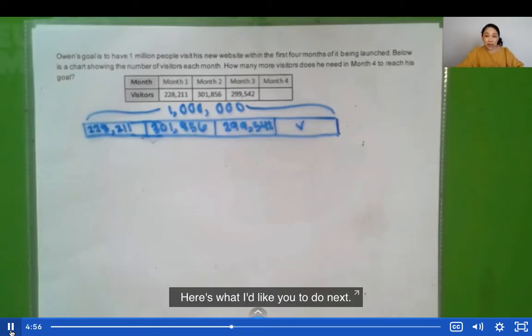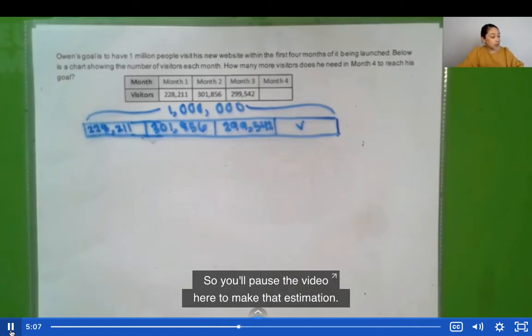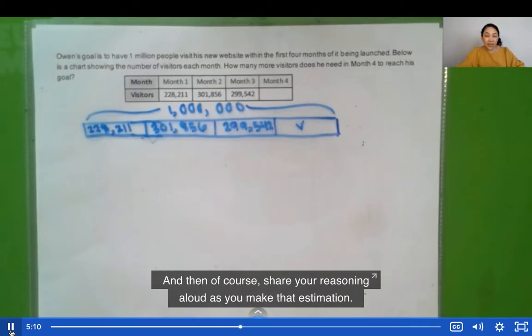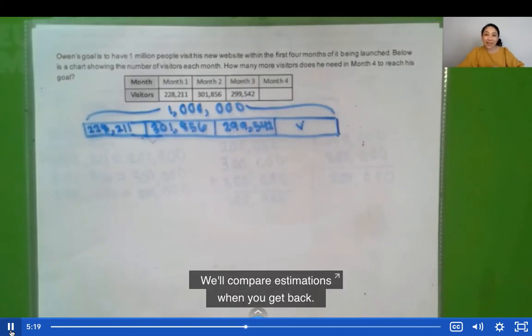Here's what I'd like you to do next. Before solving for the precise answer, again, let's estimate how many visitors are needed for month 4. So you'll pause the video here to make that estimation, and then, of course, share your reasoning aloud as you make that estimate. So go ahead and estimate how many visitors they need in month 4 to reach their goal. We'll compare our estimations when you get back.